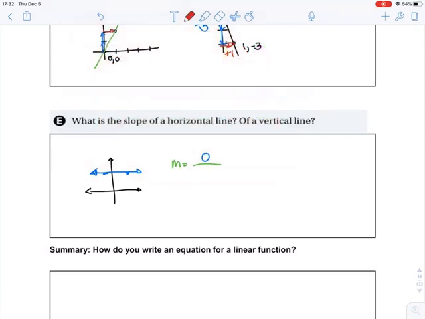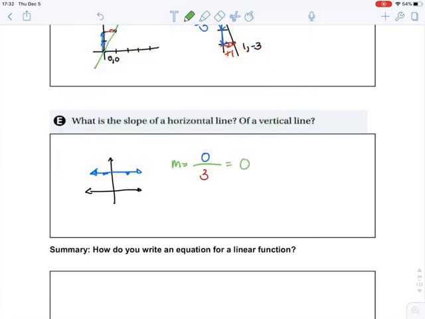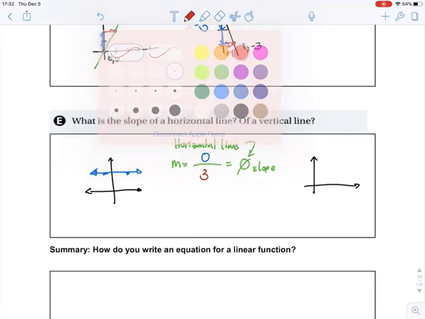0 change in my y and any number here. So this one could be any number. I'm just going to pick a number for now and call it 3. 0 divided by 3, 0 divided by 10, 0 divided by anything means I have a slope of 0. Horizontal lines have a 0 slope.